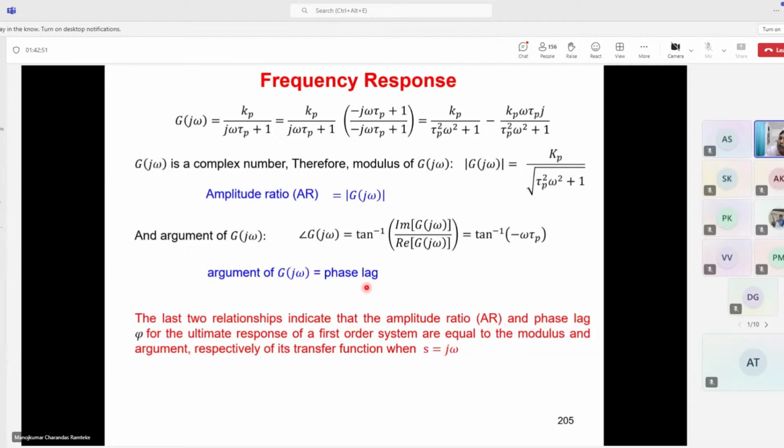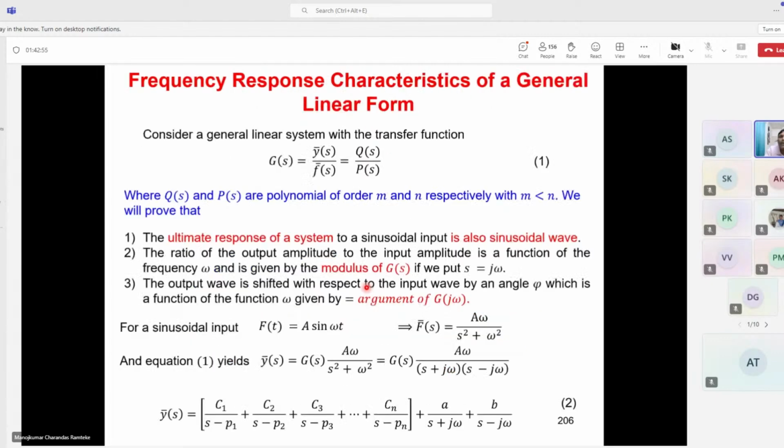Now let's prove this particular thing in a generalized manner. So far we have proven it only for the first order system. Let's prove it for a general system. Let's say G of s is the transfer function of any system, which is given as Q of s by P of s, where the roots of P of s are going to give me the poles. And for the time being, let's assume that this particular process is a stable process. That means all the roots of P of s are located on the left hand side of the imaginary axis. Is that okay?